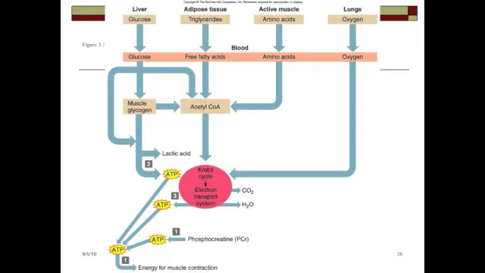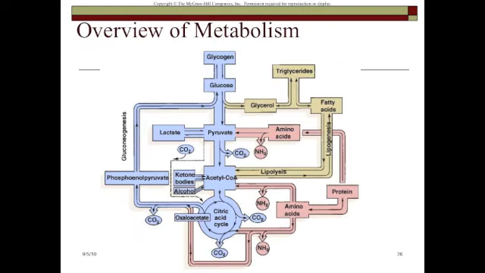Here's another way to look at how these energy sources contribute to their systems. Remember that there needs to be oxygen in order to enter the Krebs cycle, so it must be an aerobic system only. And yet another overview of metabolism. Find which one makes the most sense to you and study it.